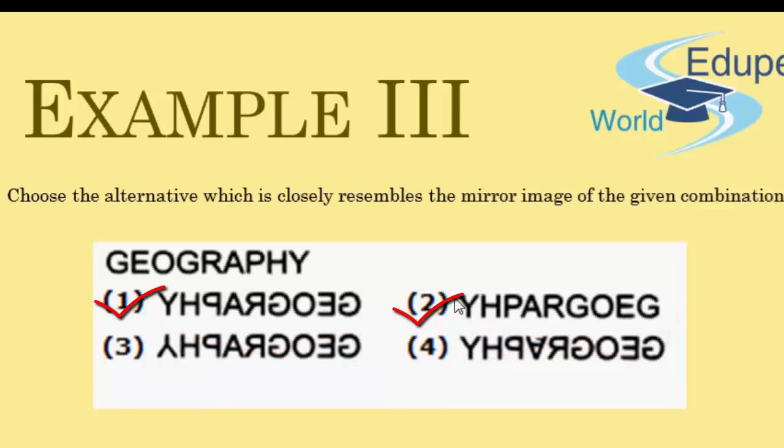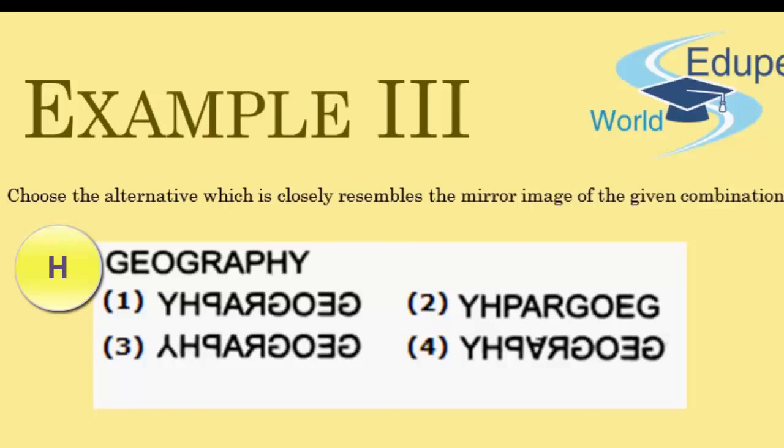Now for these 2 options, I will check whether all the letters have been flipped about the y-axis or have they been inverted about the y-axis. If I see option 1, G has been inverted, so has E. O will of course remain the same since it's a circle, there will be no difference. G has also been flipped, R has also been flipped, A will remain the same. See, all symmetrical letters will remain the same.